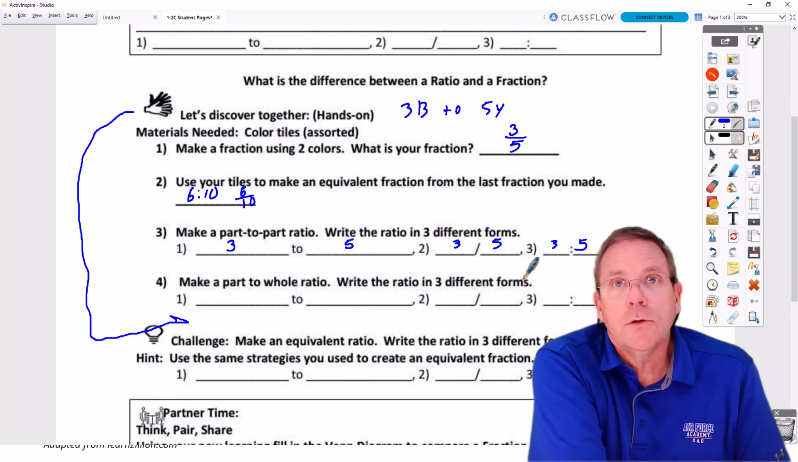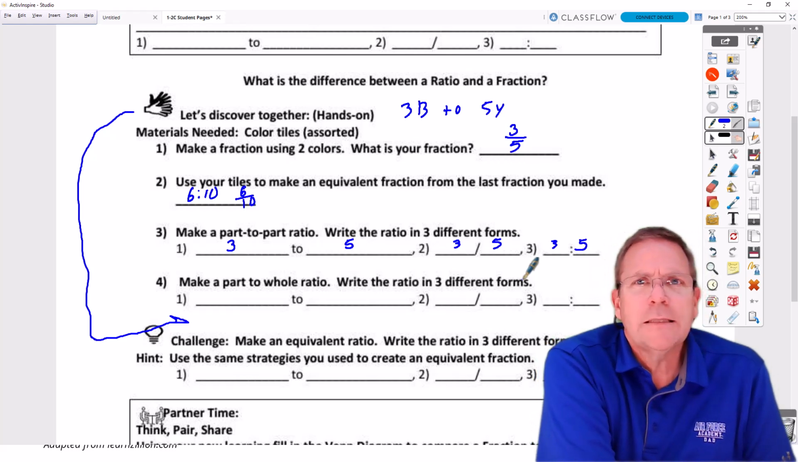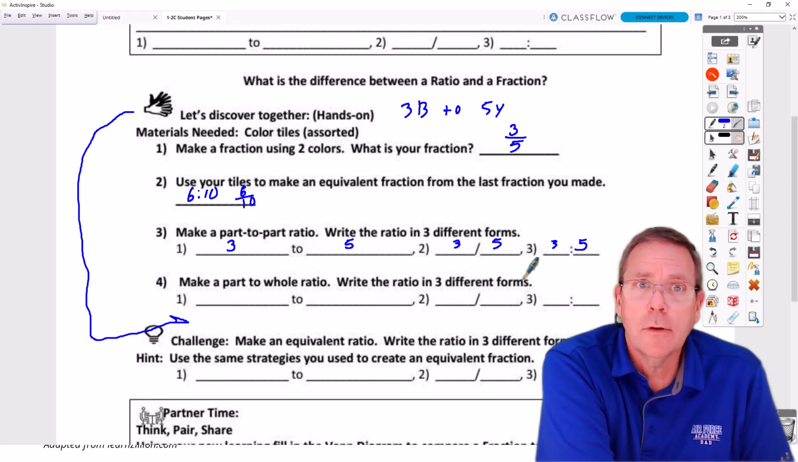And now it says to do a part to whole. Well, what is the whole? That's going to be your 3 plus your 5. 3 plus 5 is 8.